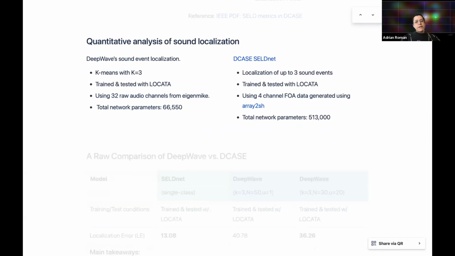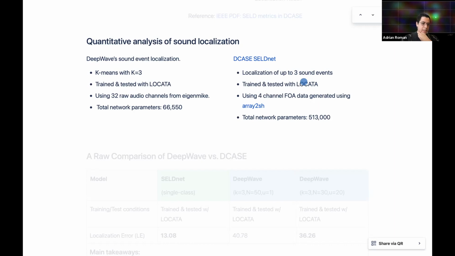So now for the quantitative analysis, what we did was to compare our localization estimations of DeepWave with the baseline model from the DCASE challenge. The DCASE challenge has this baseline model called the SELDnet. And what we tried was to make the comparison as fair as possible. We know that the SELDnet can localize up to 3 simultaneous sound events. So what we did with DeepWave was something very similar, using k-means equals 3 to localize up to 3 sound events. We also use the LOCATA dataset for training and testing.